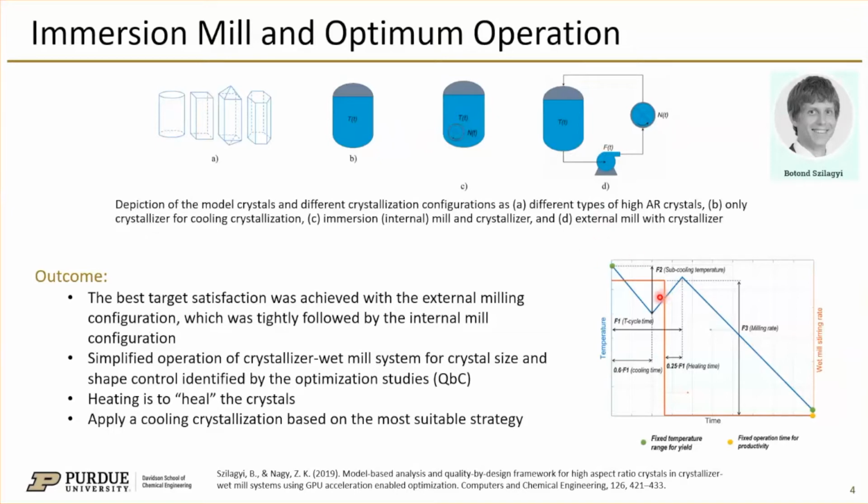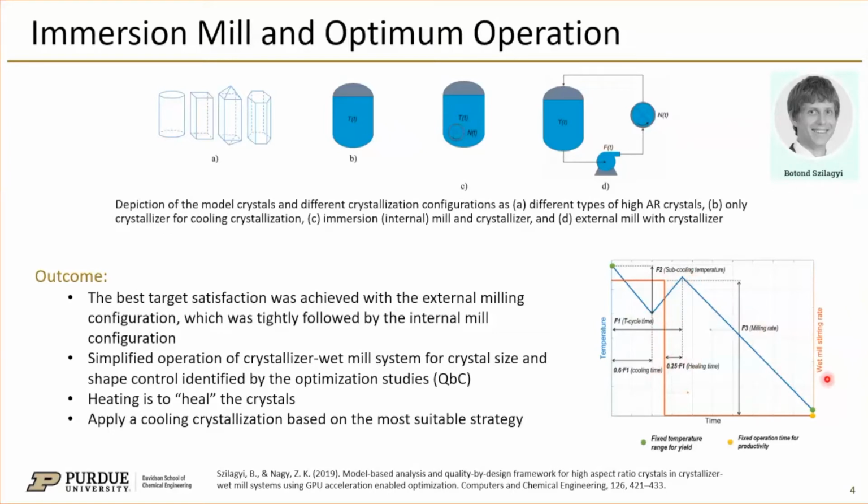The optimum usage of the wet mill for shape control was determined to be in an on and off fashion at the beginning of the cooling profile. Then a small temperature cycle is implemented to heal the crystals while the mill is still on until the halfway point of this heating time to ensure the shape change. After this part, any temperature profile could be implemented based on the need.